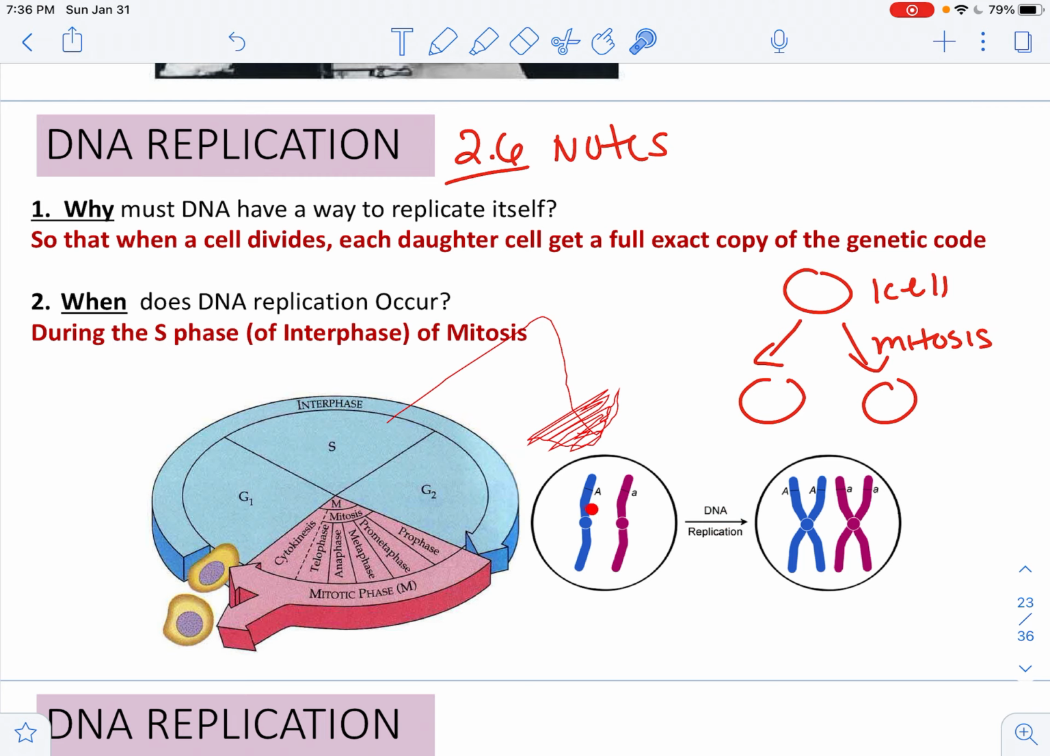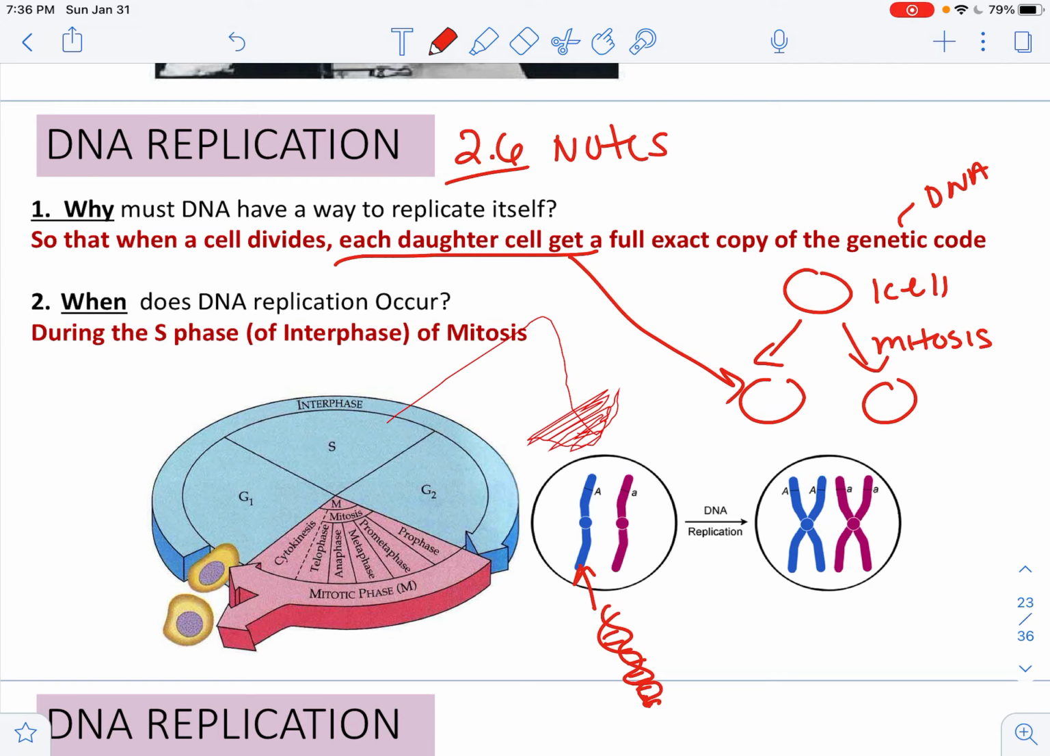Now that we know what this is made of, if I were to look up close in that chromosome, I would see DNA with my A's, T's, G's, and C's. So we're looking at up close how we make a copy of that. If you need to pause, you can pause and fill this in. Why do we need it to replicate? So that when a cell divides, each daughter cell gets a full copy of the genetic code or the DNA. The genetic code is the DNA.